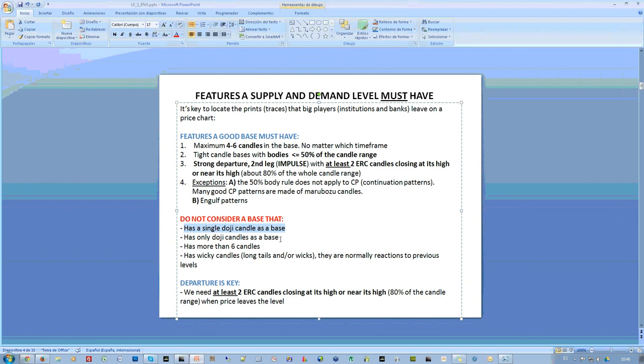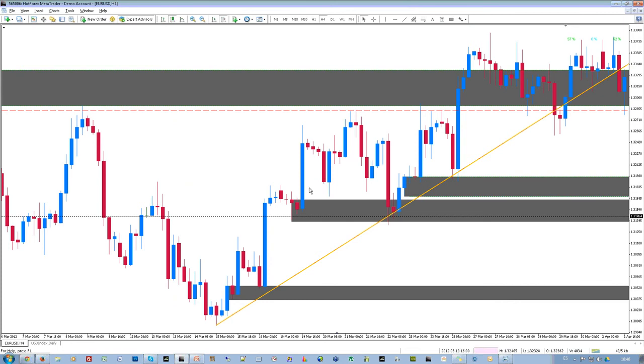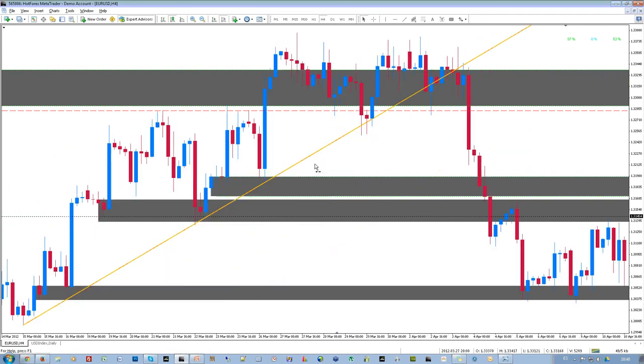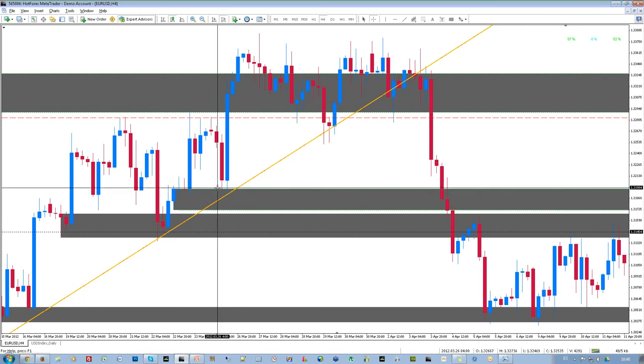If we refer to the rules of how we should draw the levels, we have a single doji candle, no base. We have only doji candles, no base. But we don't have just two. We have three candles in the base. 1, 2, 3. And it made a higher high. So this is the whole area. You could have said, okay, I will draw it like this, but this is not valid. This is the whole area. So we are following now this trend.